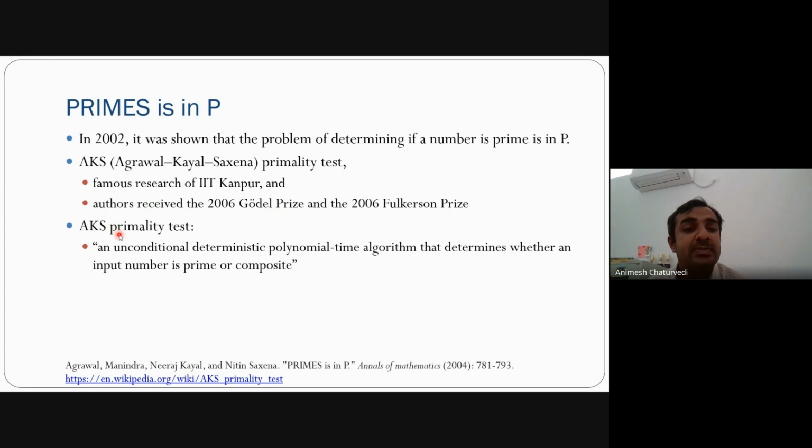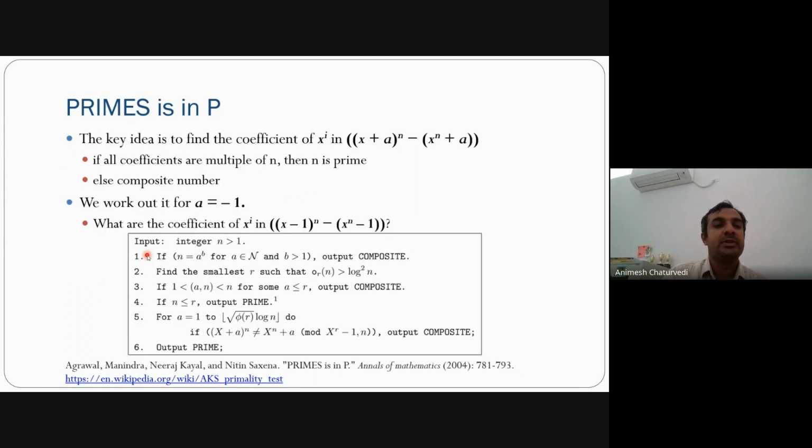What is the AKS primality test? It is basically an unconditional deterministic polynomial time algorithm that determines whether an input number is prime or composite. Do you know what it means? It means they created a deterministic polynomial time algorithm. Earlier to 2002, people used to believe that finding whether a number is prime or not was only non-deterministic polynomial. Got it? They created a deterministic polynomial time algorithm to find out whether a number is prime or composite.